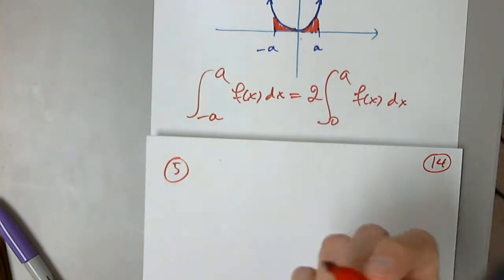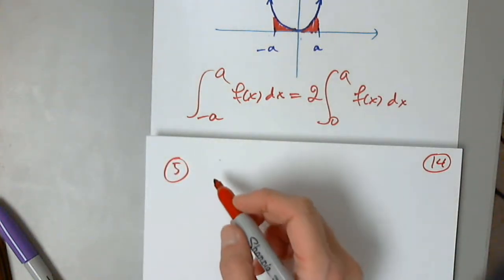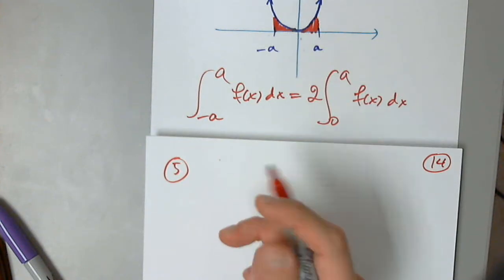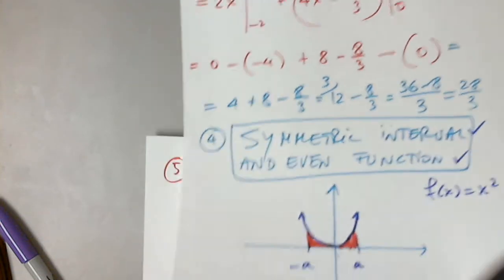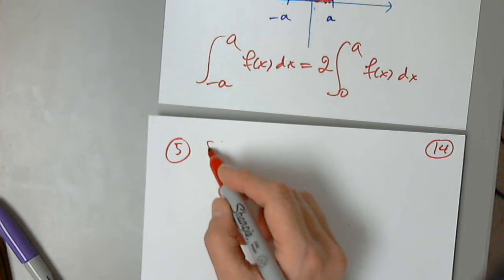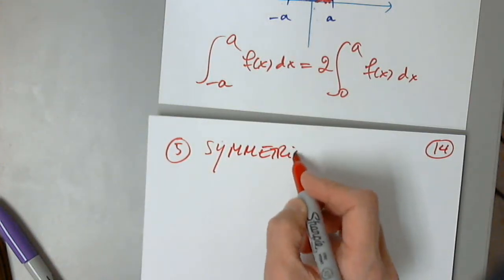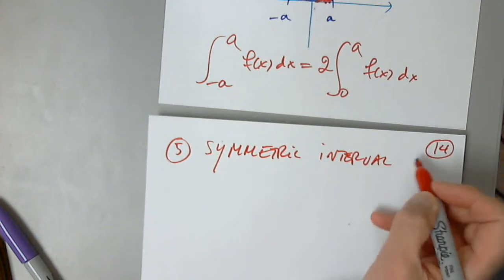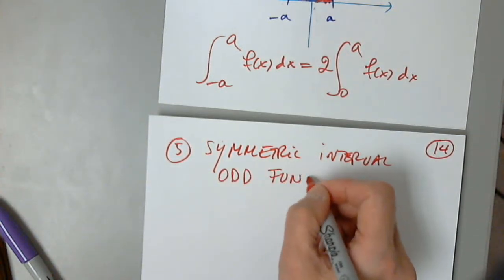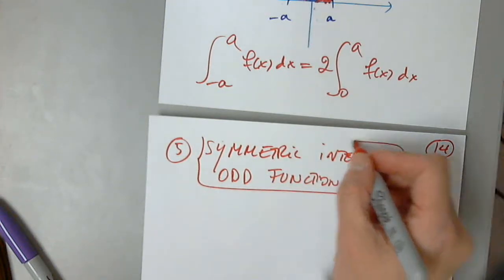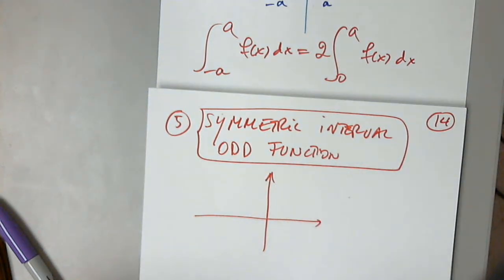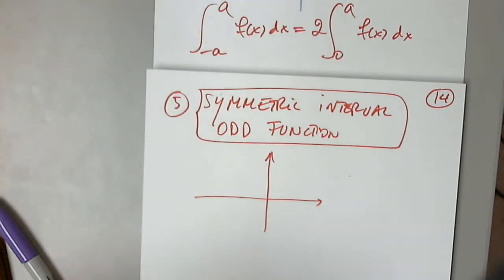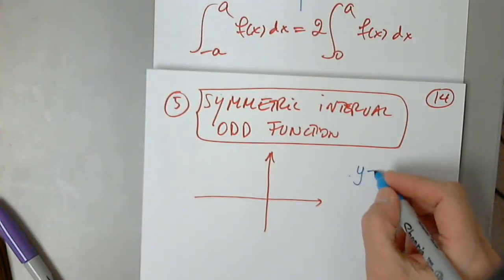Okay, so number 5. Of course, what do you think number 5 will be, if number 4 was symmetric interval and even function? Still symmetric interval, yes, and odd function. Both conditions. Can anyone give us an easy one to work with? Don't upset Greg, don't give me a trig function. x cubed. Let's look at x cubed.